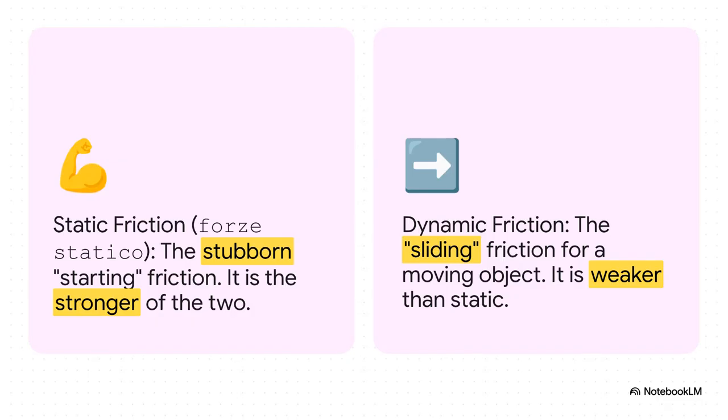So here's the deal. When that box is just sitting there, you're fighting what's called static friction. You can think of it like a really stubborn glue holding it to the floor. It's strong. But the moment you overcome it and the box starts to move, the friction changes. Now you're dealing with dynamic friction, which is weaker. And that's it. That's why it's easier to keep it sliding than to get it started.